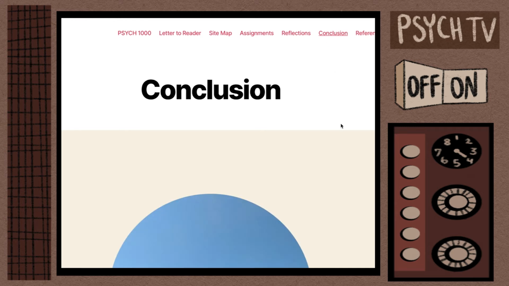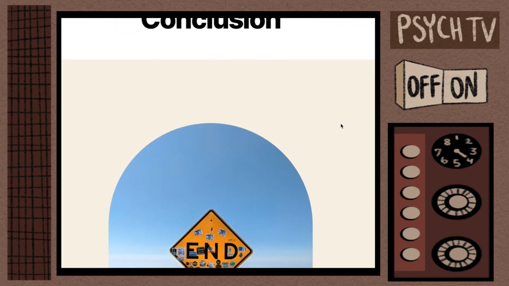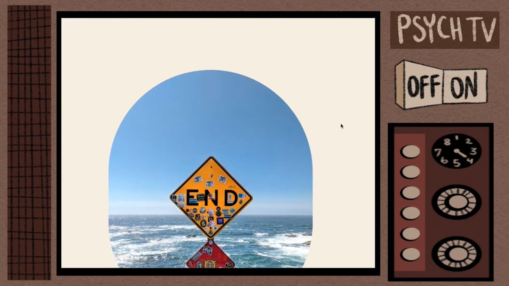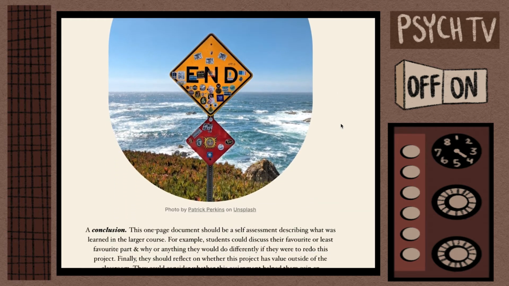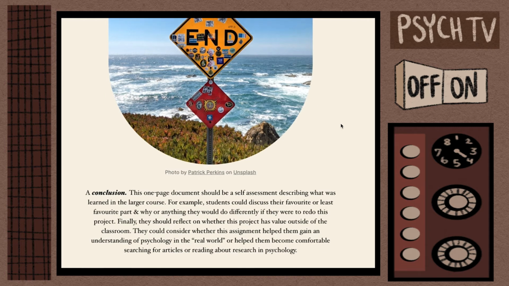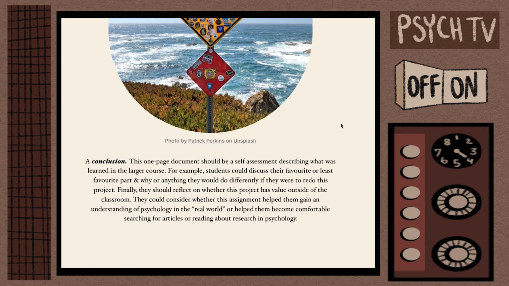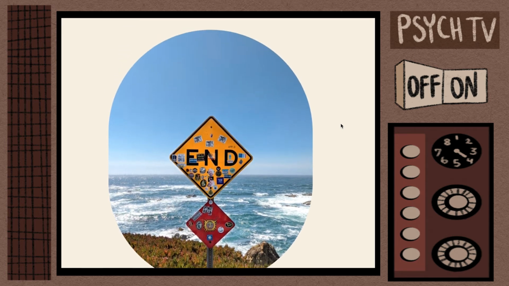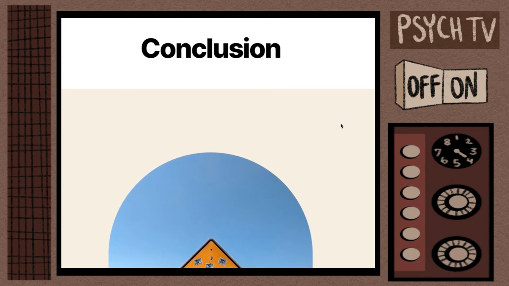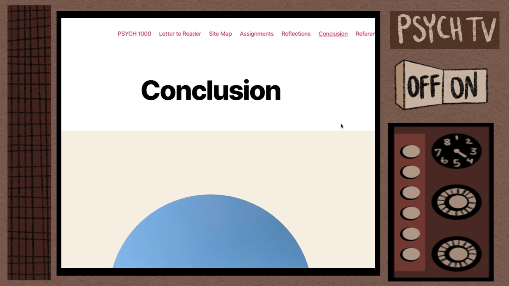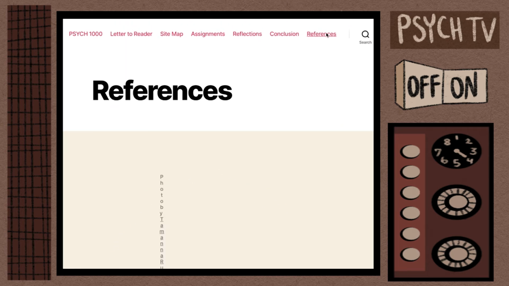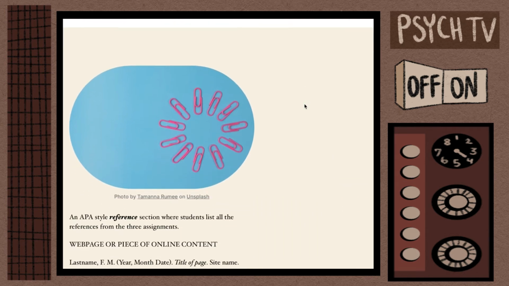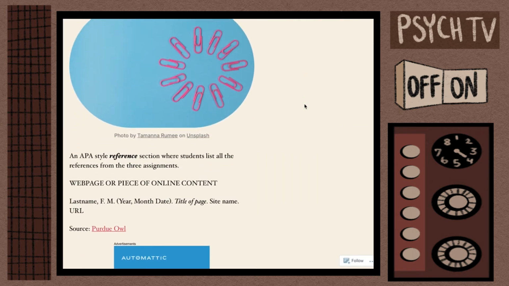A conclusion. This one-page document should be a self-assessment tool describing what was learned in the larger course. For example, students could discuss their favorite or least favorite part and why or how they would do something differently if they were to redo the project. Finally, they should reflect on whether this project has value outside of the classroom. They could consider whether this assignment helped them gain an understanding of psychology in the real world or helped them become comfortable searching for articles or reading about research in psychology. An APA-style reference section where students list all of the references from their 3 assignments.